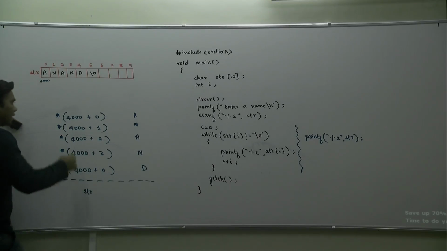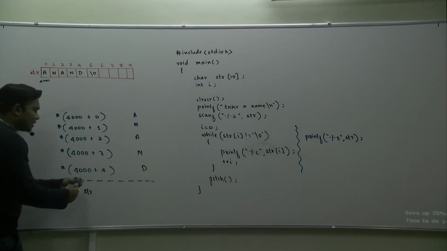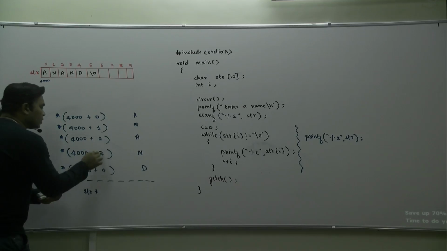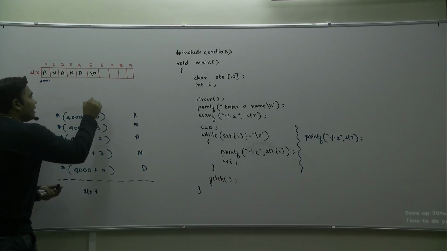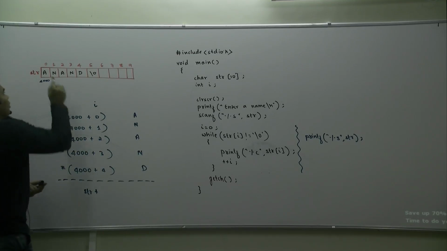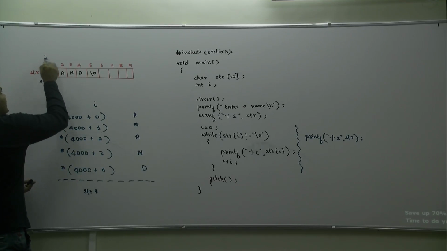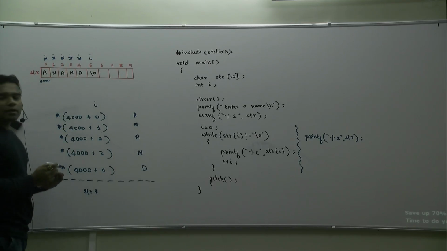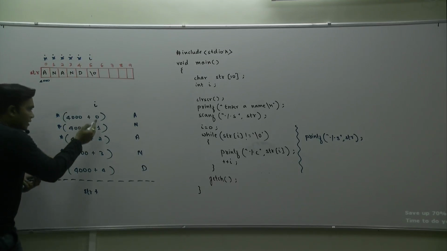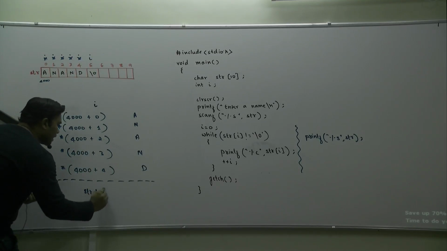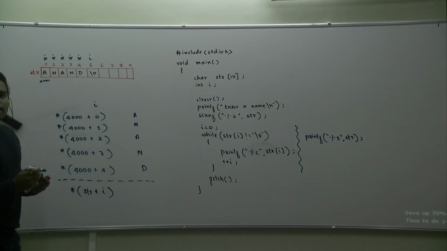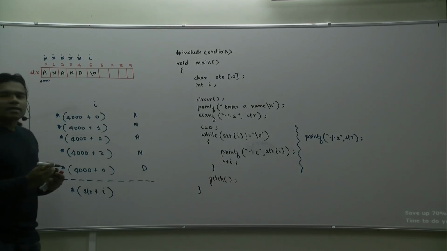So whatever 4000 you have told, I can represent it as str plus 0, 1, 2, 3, 4, that is, I have taken it as my I. First time I is 0, next time I is 1, next time I is 2, then 3, then 4. When I becomes 5, it will stop. That is what I had told. So all this, I can tell, is nothing but star of str plus I, the content.